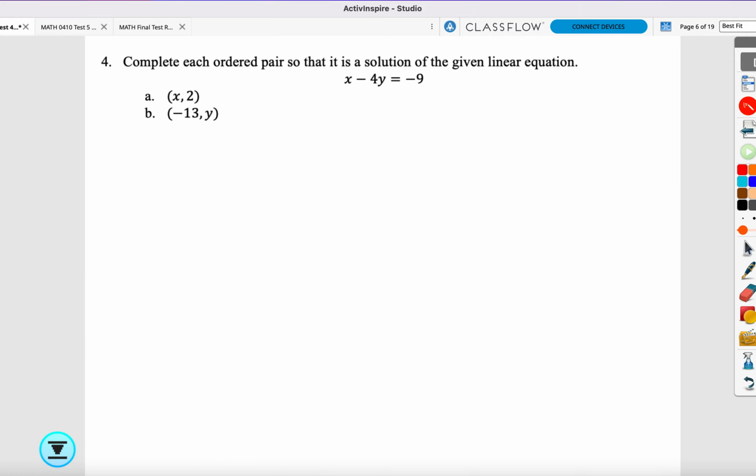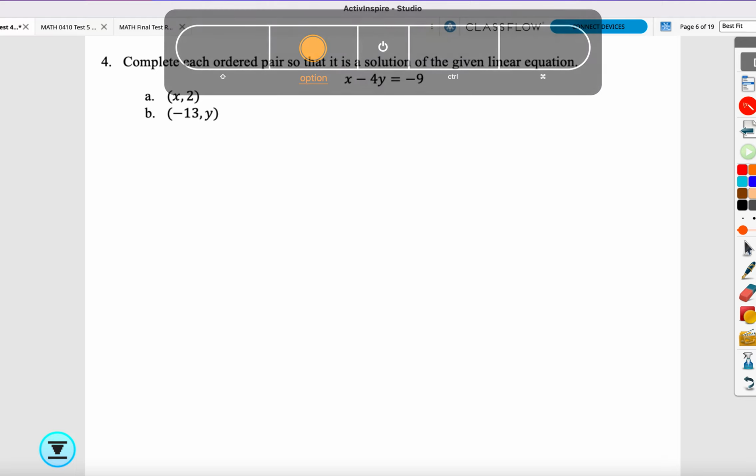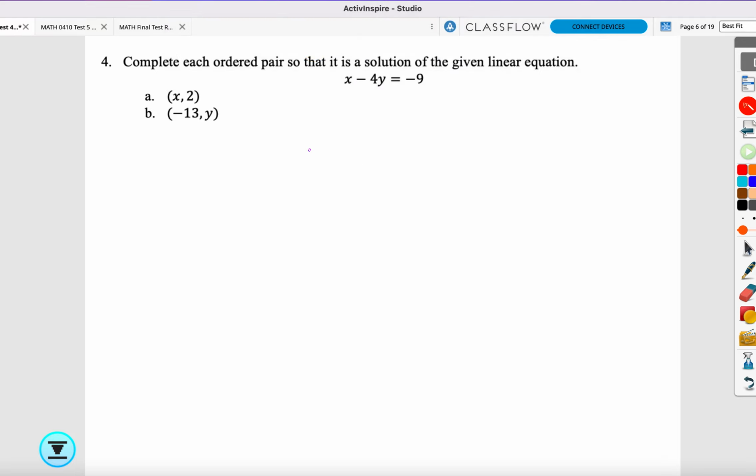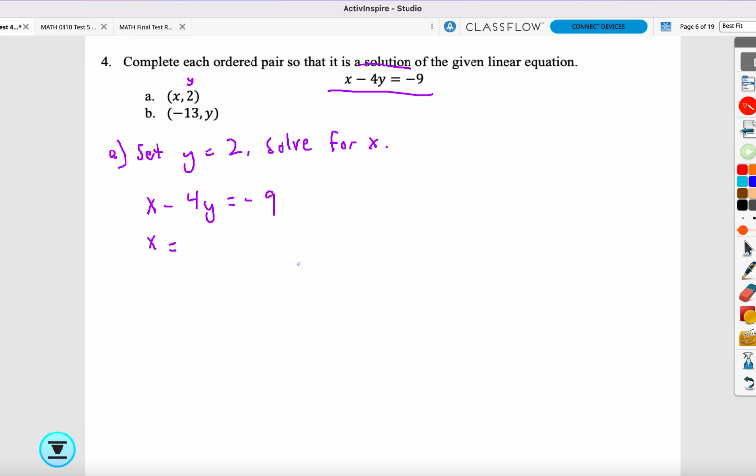Number 4, complete each ordered pair so that it is a solution of the given linear equation. It wants a solution, so that means it wants you to find a true statement, guys. So let's look at A. This is x, y. So A is y equals 2, and we're going to solve for x because that's the unknown we don't know. This is the equation we're going to use. We want to find a solution. So we get x minus 4y equals negative 9. But I'm going to plug in 2 for y.